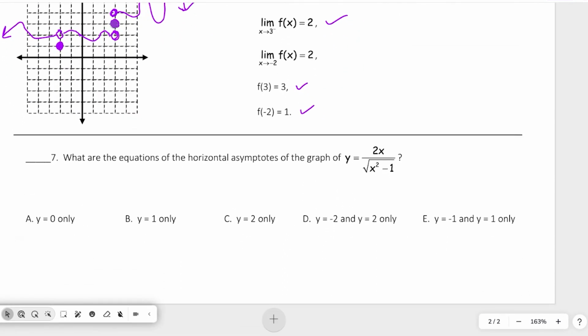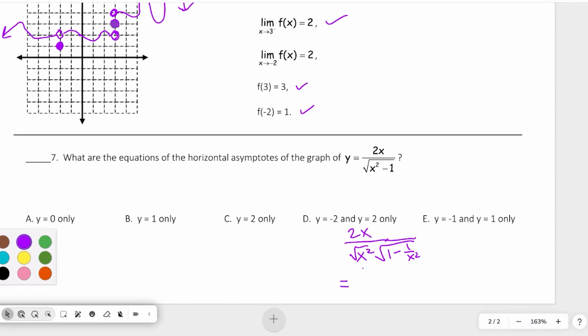Number 7 says, what are the equations of the horizontal asymptotes? This is just kind of a throwback question to our homework last time. To break this down, we have to realize that when you take the square root of x squared, we do get plus or minus x. Algebraically, if we factor out the square root of x squared separately, I can leave the x there on top because we don't have any other terms. I have the square root of 1 minus 1 over x squared.